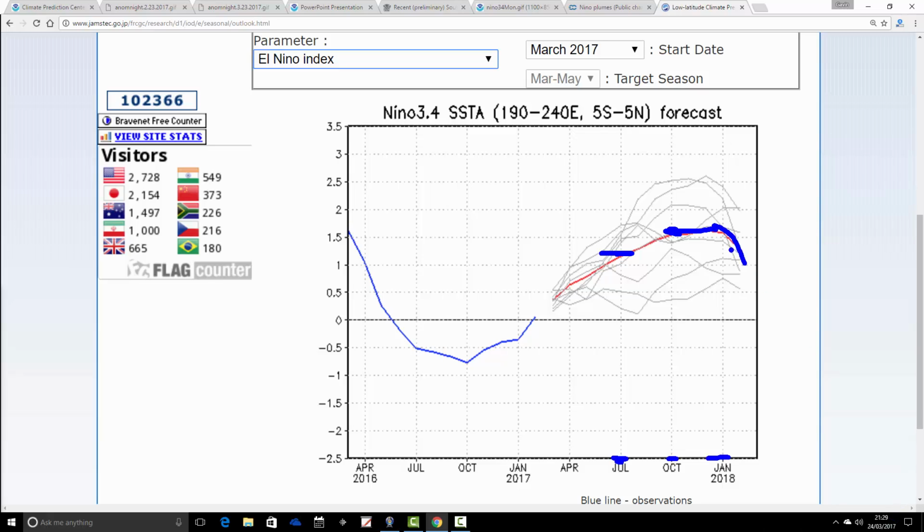Again, same as with the other two models, one or two members of the ensemble plume are lifting up into Super Nino territory. This area just here. One or two are actually keeping things at ENSO neutral. No sign of La Nina on any of these ensemble members, unlike what we saw with the ECMWF. But these ensemble members are keeping things very close towards ENSO neutral into the summer.